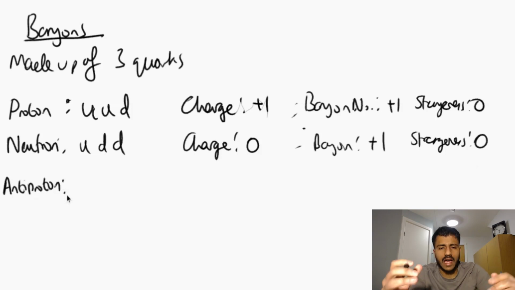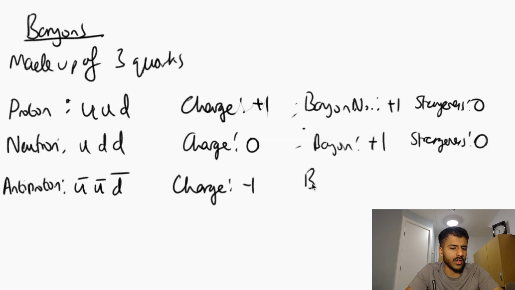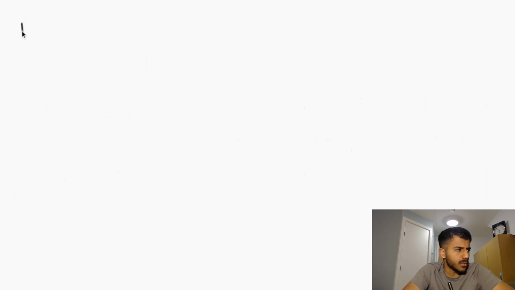And remember, I said that antiparticles are the exact opposite of regular particles. So the quark configuration of this antiproton will be anti-up, anti-up, and anti-down. So again, if you go through it, you'll get a charge of this time -1, a baryon number of -1, and once again a strangeness of 0. The other type of hadrons are called mesons.